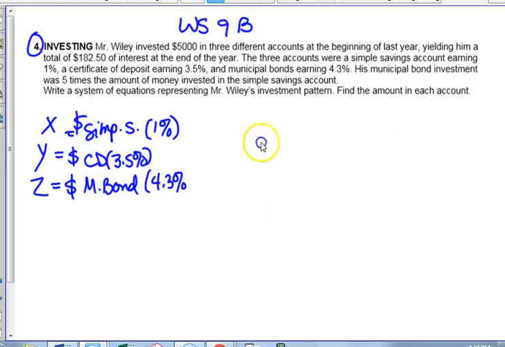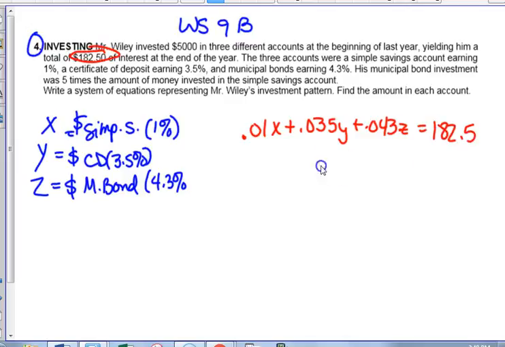So did you come up with any of the equations? Go ahead, try me. I said 1x plus 3.5y. Almost. You got to get rid of the percent sign and move the decimals over. And this is the interest earned plus the interest earned plus the interest earned, and it said yielding a total of $182.50 in interest. So that's what Claire said. Perfect. Then what? Missed an easy one. Yeah, Kristen?